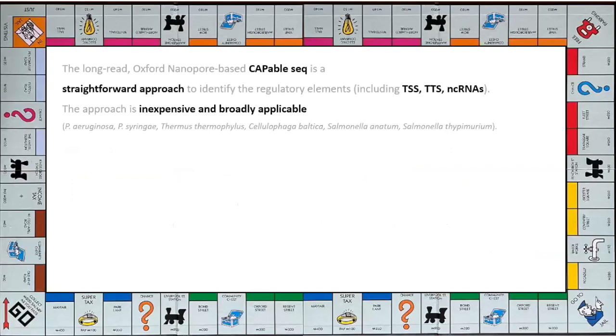So overall, for us, this ONT-capable-seq is a very straightforward approach to get all of these elements while serving also as a validation of your gene predictions, right? The transcripts you have covering genes will validate those as well. It's inexpensive. I think when we run a few samples on the Promethion, it's about 150 euros. So that's not too much. And we've applied it now to some Pseudomonas syringae phages, Thermophilus, Cellulophaga baltica, and some Salmonella species with Lone Brunsted's group.